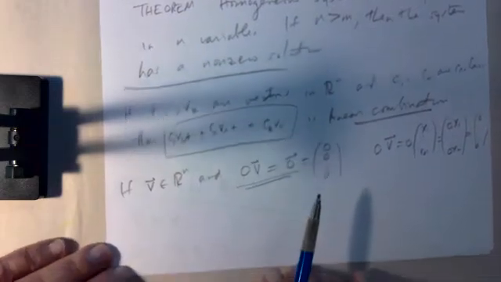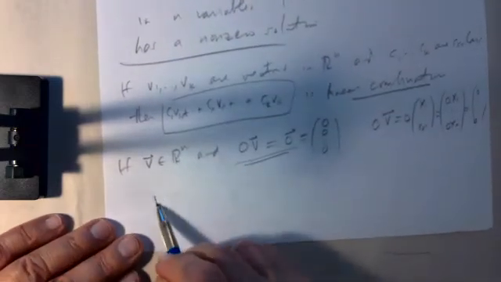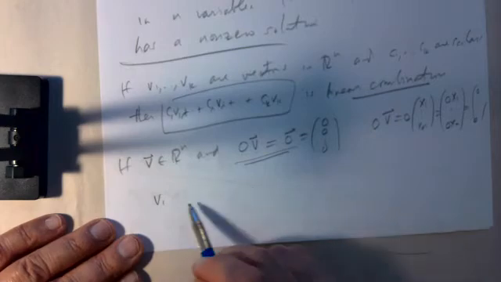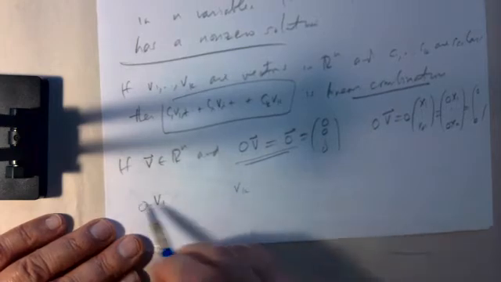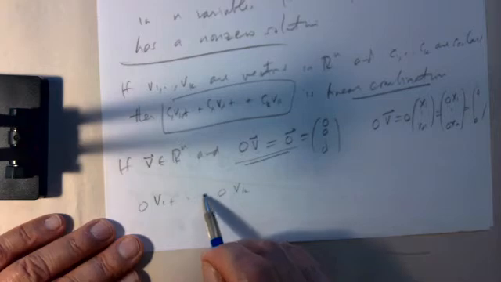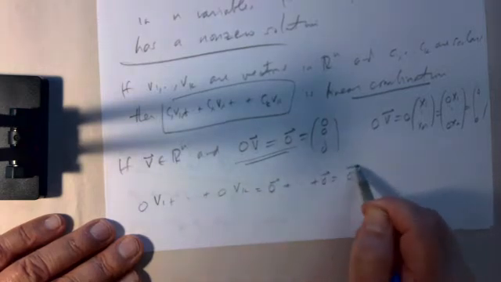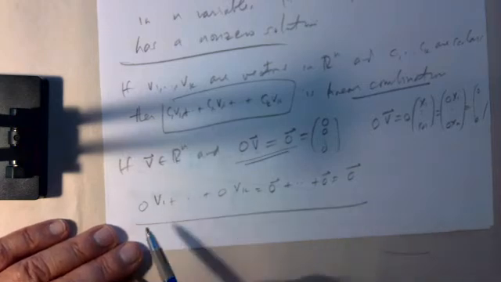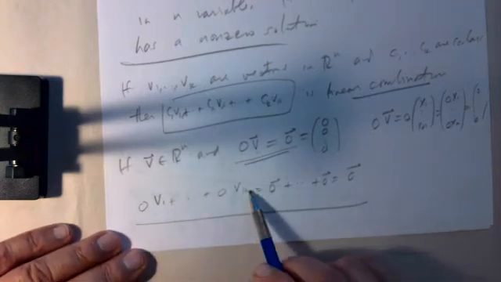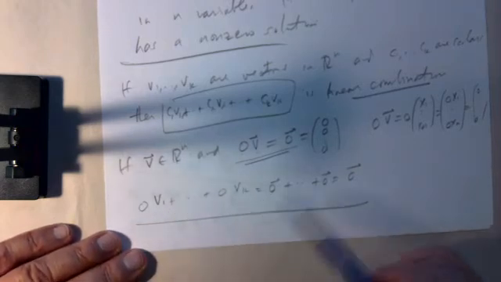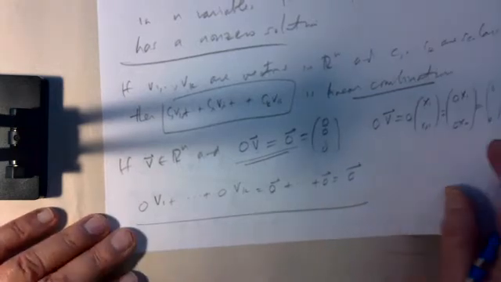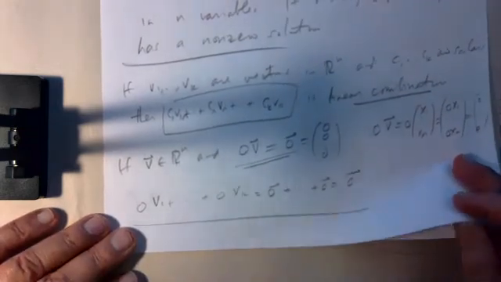So in particular, if you take vectors v1 up to v sub k, and you multiply them all by the number 0, this is just the 0 vector added to itself, and you just get the 0 vector. So if you take a linear combination of vectors with all the coefficients 0, you get the 0 vector.